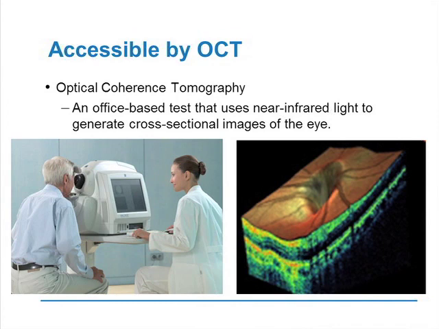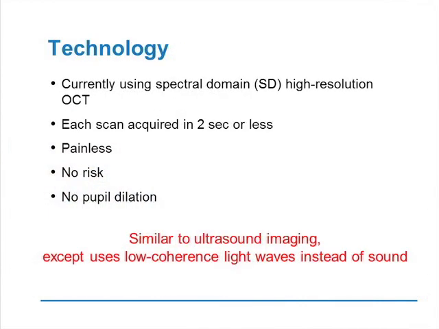OCT is an office-based test that uses near-infrared light to generate cross-sectional images of the eye. And so it's a machine that the patient sits in front of. It uses near-infrared light, and it is very fast. It takes approximately 2 seconds or less to acquire a scan. It's painless. There's no risk to the patient. There's no pupil dilation required. It works similar to ultrasound imaging, except it uses low coherence light waves instead of sound waves. So the light waves come out of the machine, they bounce off the retina, the different layers of the retina, and they're reflected back into the machine, and the machine is able to integrate the different light waves that are coming back to provide a cross-sectional picture.